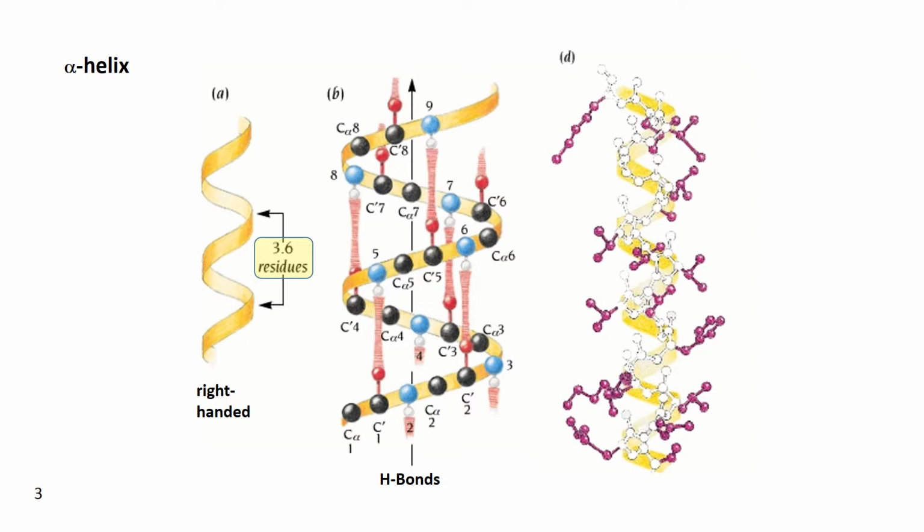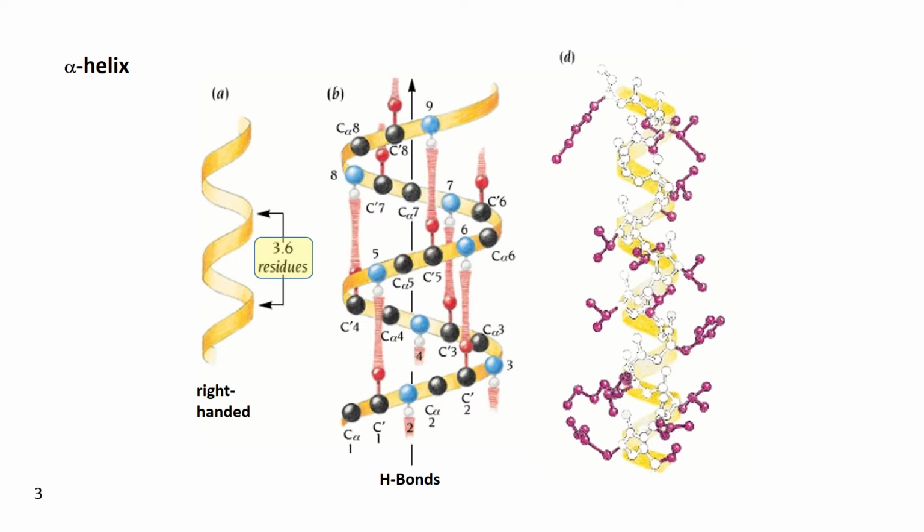An alpha helix, as also indicated on that left image, has 3.6 amino acids per turn of the helix. This image says 3.6 residues. Another word for an amino acid is a residue. So there are 3.6 amino acids per turn of an alpha helix.